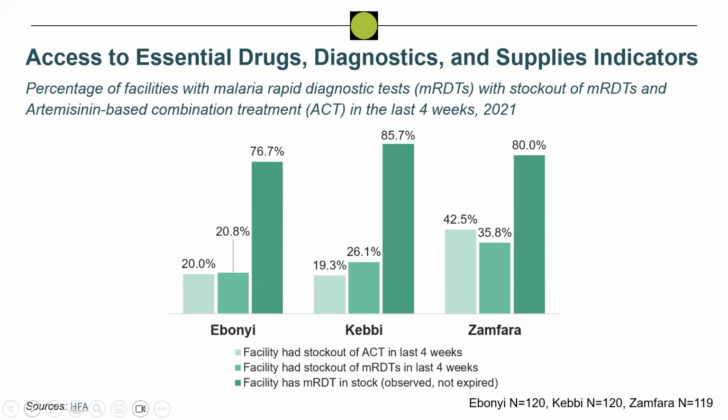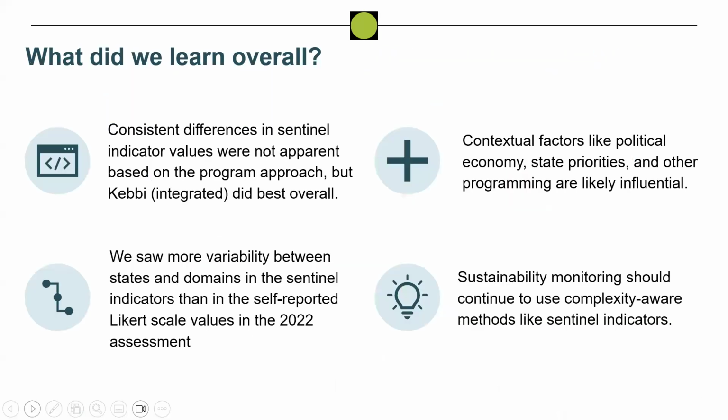So in the final domain, access to essential drugs, diagnostics, and supplies, we looked at the percentage of primary health facilities that had malaria rapid diagnostic tests in stock at the time of the health facility assessment, and the percentage that reported stockouts of malaria rapid diagnostic tests and of ACTs in the past 4 weeks. Stockouts in the past 4 weeks were higher in Zamfara than in the other 2 states, but primary health centers in Ebonyi were least likely to have rapid diagnostic tests in stock on the day of the health facility assessment. Next slide. So what did we learn?